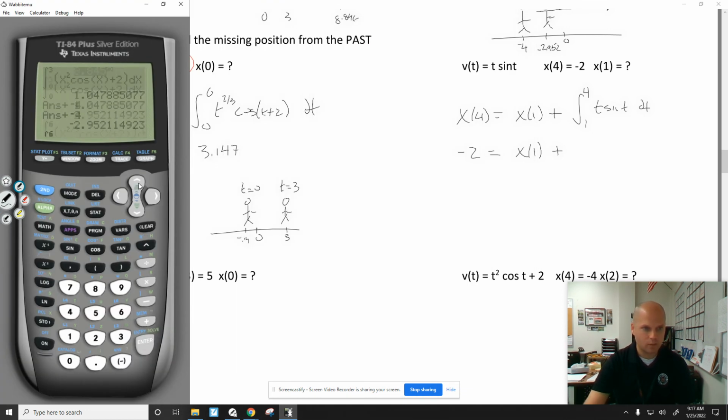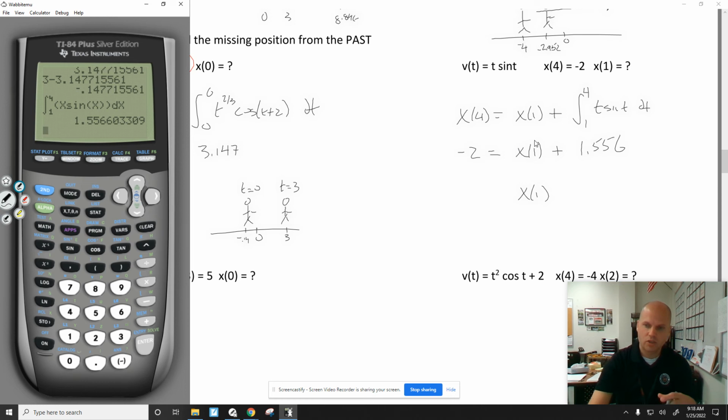I think I have t sine t somewhere. Right there. Now I'm going from 1 to 4. 1.556. Subtract the 2. Since I moved to the right between this position at time 1 and this position at time 4, I must have started to the left of where I ended, so that I ended up displacing to the right to get to this negative position. Or I just solve the equation by subtracting.